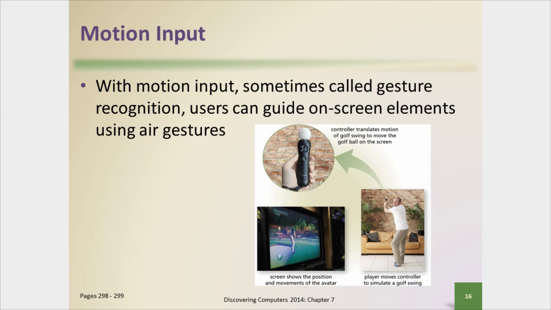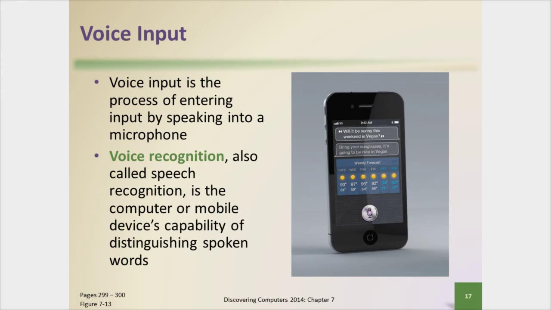Another type of input is motion input, and this is something that's going to measure how you move. You see this a lot in video games, for example. The example they're showing here is golf, but you see it a lot in baseball, bowling, those types of games as well. There are actually motion input mice as well, wireless mice that you can hold in your hand rather than having to have a surface to move the mouse around on. It simply measures the movement in your hand and how it's balanced and things like that to be able to manipulate the pointer on the screen. So there's a variety of different ways to manipulate that type of input.